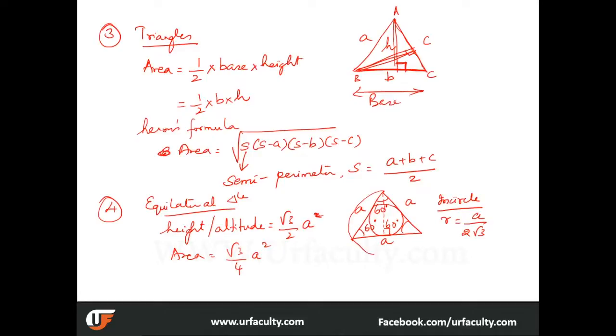The circumcircle touches all the vertices of a triangle. So the radius of the circumcircle is equal to a by root 3. You have to remember these two formulas because that will help you solve problems faster.